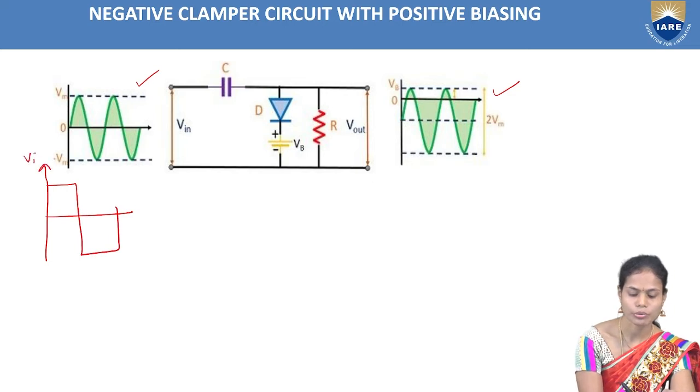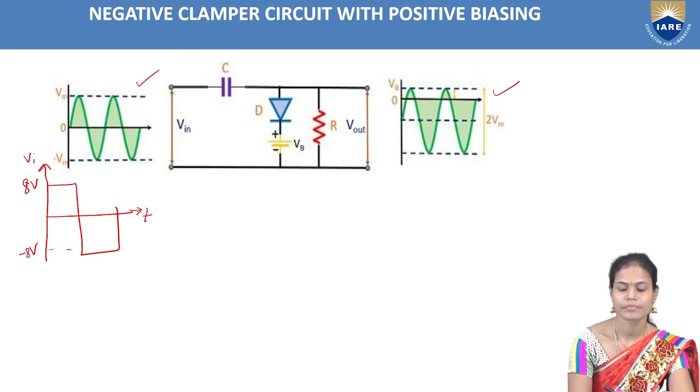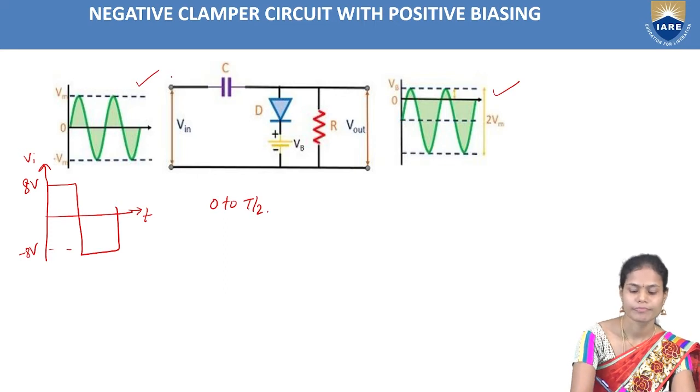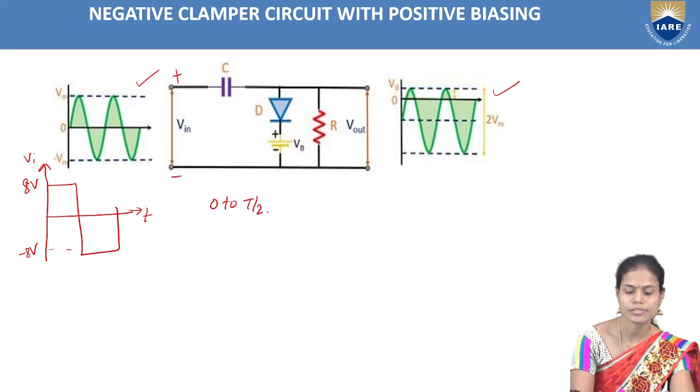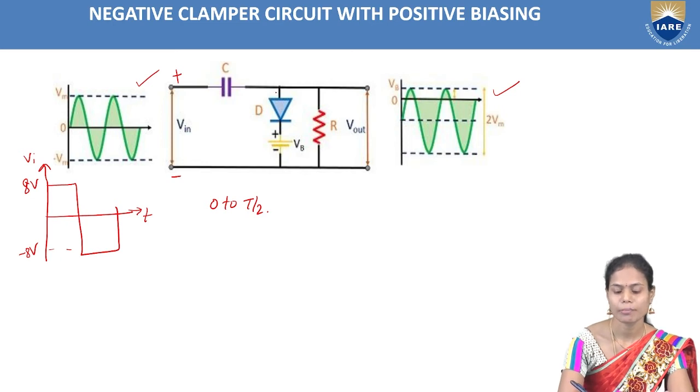Here I am applying the input voltage of plus 8 volts, minus 8 volts. First I am taking the 0 to T by 2 duration, where the input voltage is plus. If we apply this particular input voltage, the diode will enter into the forward bias condition. Once the diode is in forward bias, it acts like a short circuit.